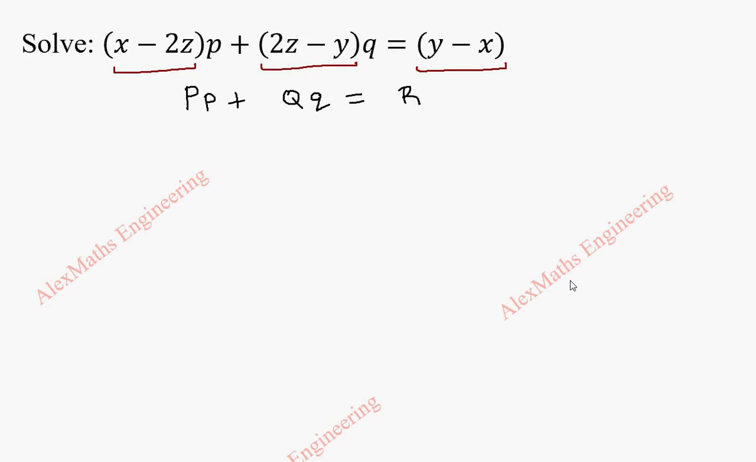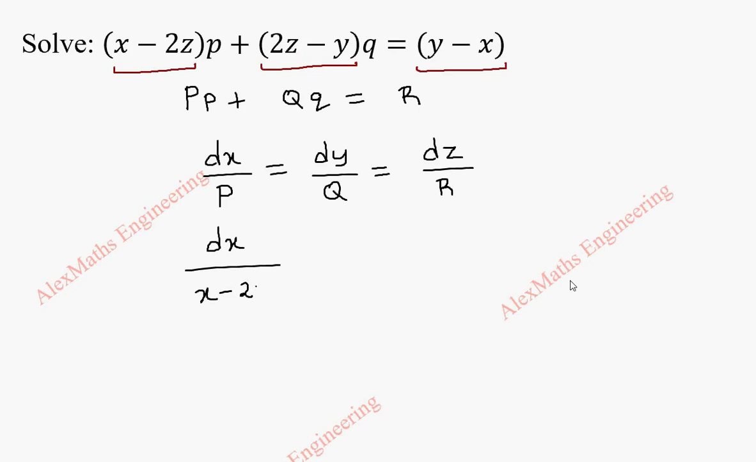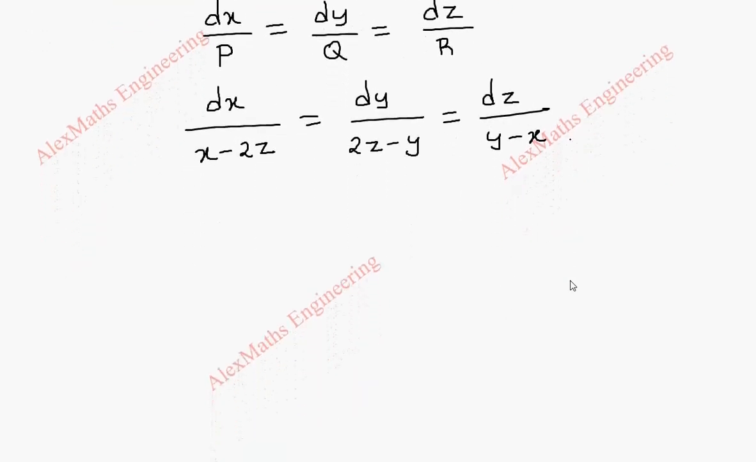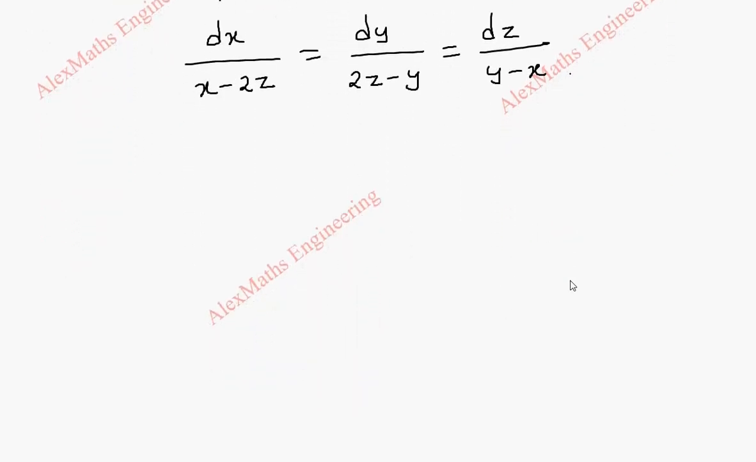To get the solution, we have to solve dx by capital P equal to dy by capital Q equal to dz by capital R. Now, substituting P, Q, R, we get dx by x minus 2z equal to dy by 2z minus y equal to dz by y minus x. Now, we have to use the appropriate Lagrange's multiplier to find the solution.